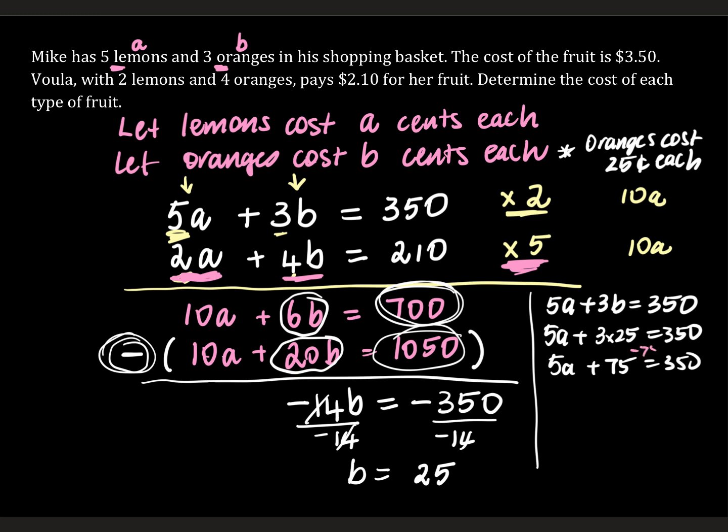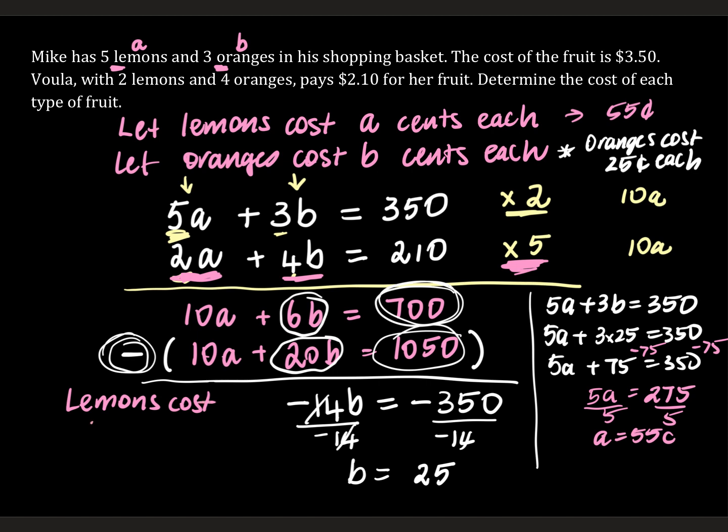Next, take 75 from both sides. 5A equals 275, divide by 5. A equals 55 cents. So A is lemons are 55 cents. So what do we say? Lemons cost 55 cents and oranges cost 25 cents. And that's that problem done.